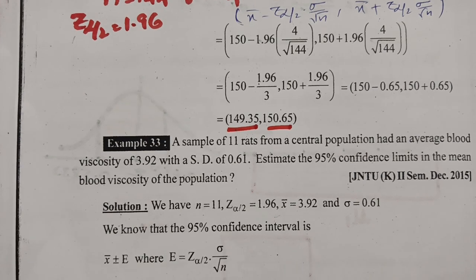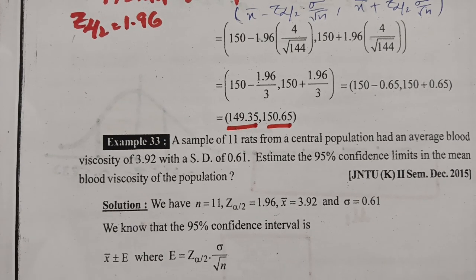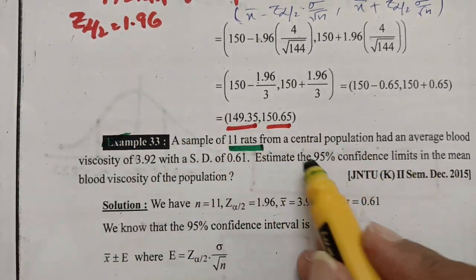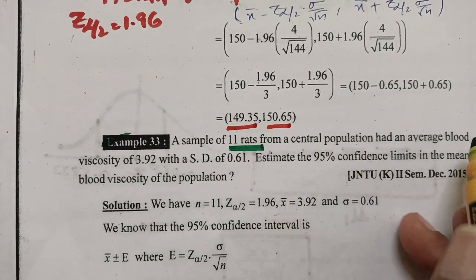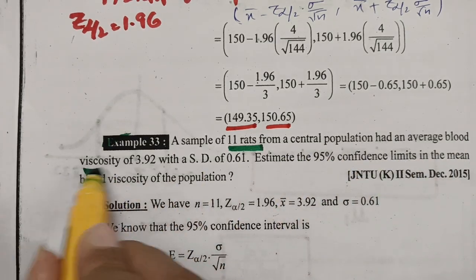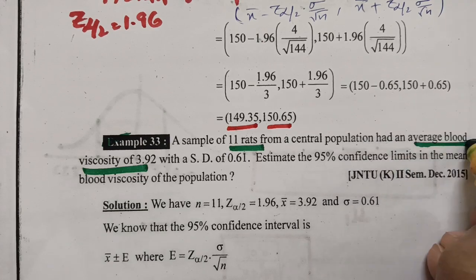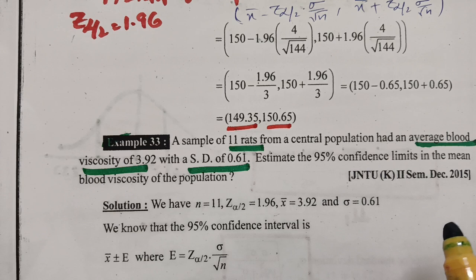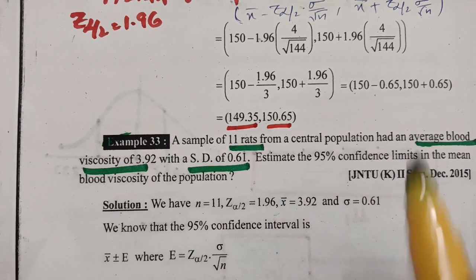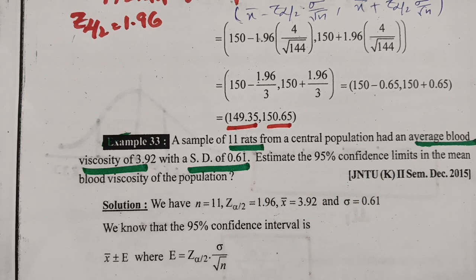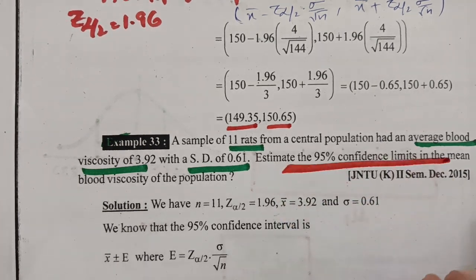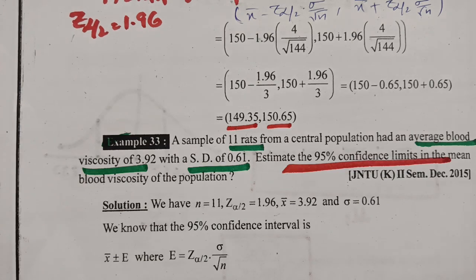And the next one is a sample of 11 rats. See here, how many rats are there? 11 rats. So this is 11 rats from a central population that had an average blood viscosity. The mean value is given as 3.92 and the standard deviation is given as 0.61, and we have to estimate the 95% confidence limits for the mean blood viscosity of the population.